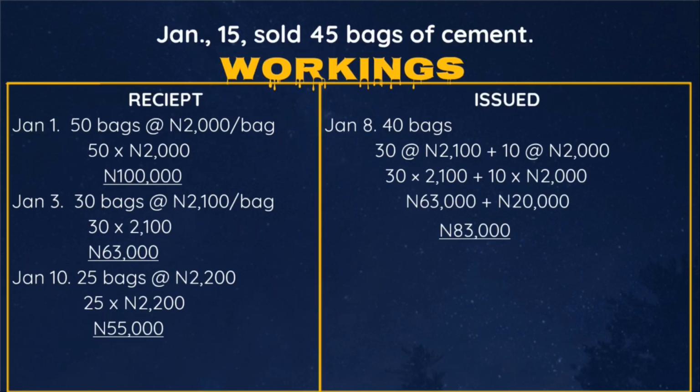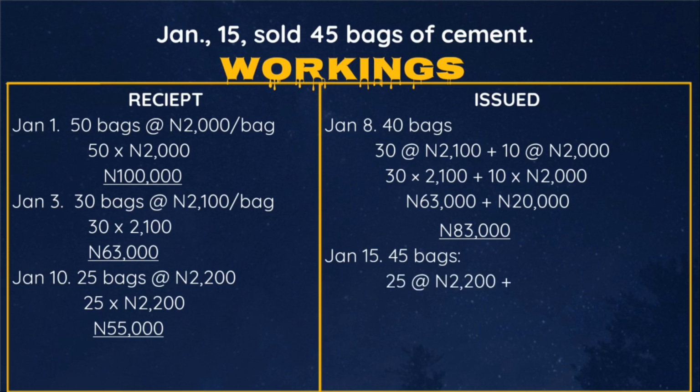So let's go back to our workings. Now they are selling 45 bags of cement on January 15. At what amount? Now let's go back to the receipt side. The last inventory that was received into the store was that of the 10th of January, which is 25 bags. Now they want to supply 45 bags. That means the one they received on the 10th of January, which was the last inventory received into the store, will be the first to be issued out.